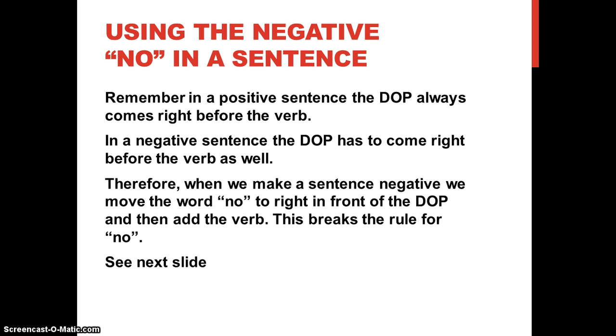All right. Now we have to break some rules when we're making a sentence negative. So a positive sentence, the DOP always comes right before the verb. Now that's the same case in a negative sentence. The DOP has to come right before the verb as well. They cannot be separated. Therefore, when we make a sentence negative, we move the word no to right in front of the DOP and then add the verb.